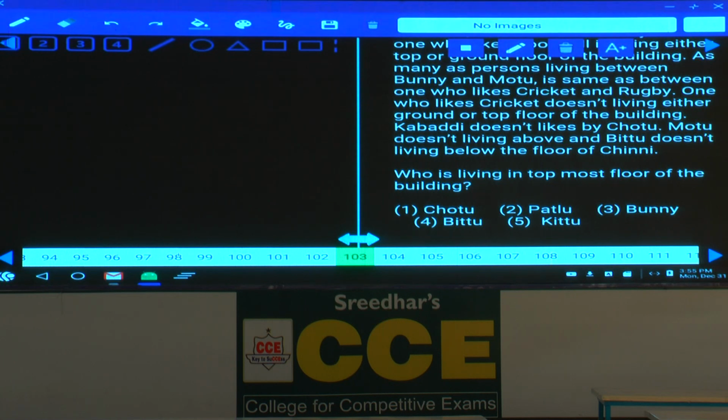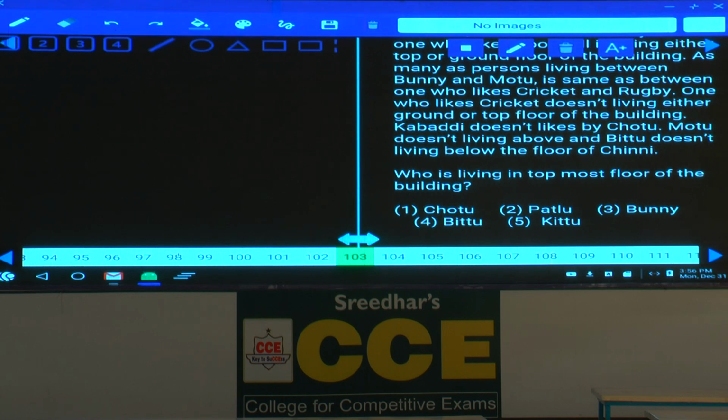In this, 7 persons, Bittu, Kittu, Motu, Chotu, Chinni, Bunny and Patlu are living on floors of a building, but not necessarily in the same order, and all of them like different sports. 7 persons live on 7 different floors, and 7 different games are also clearly given. The ground floor is the first floor, the floor above the first floor is the second floor, and so on. The topmost floor is the 7th floor.